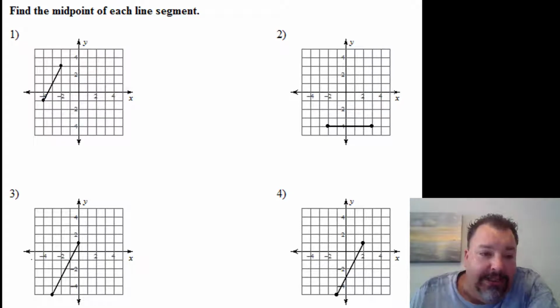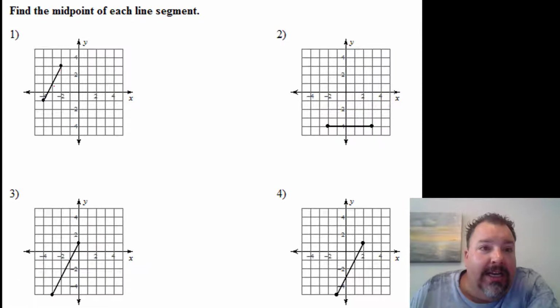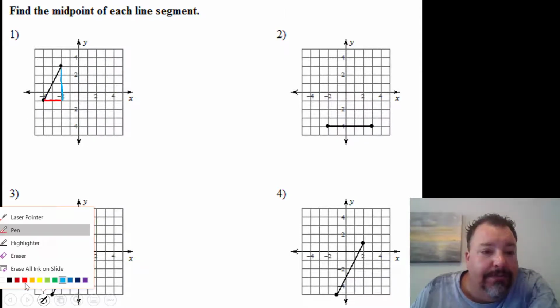So another way you could do this is just by looking at the graph. Let's find the midpoint here on this line segment. What I like to do is draw a triangle. If we make a straight horizontal line and a straight vertical line to connect these to make a triangle, we could get a picture that looks sort of like this. I'm going to draw the horizontal in red and the vertical line segment in blue.